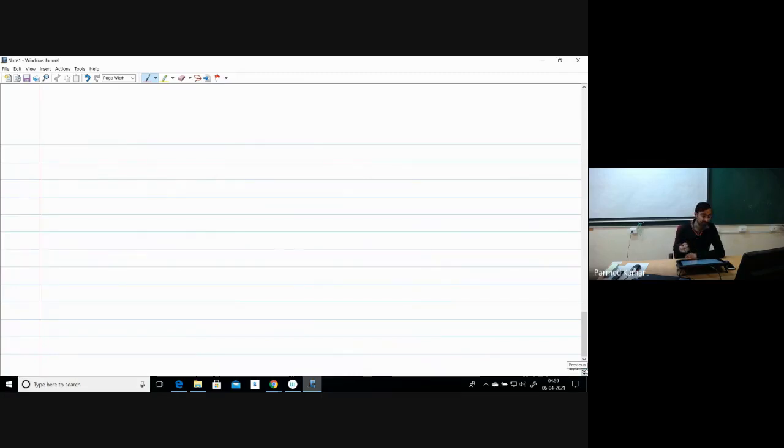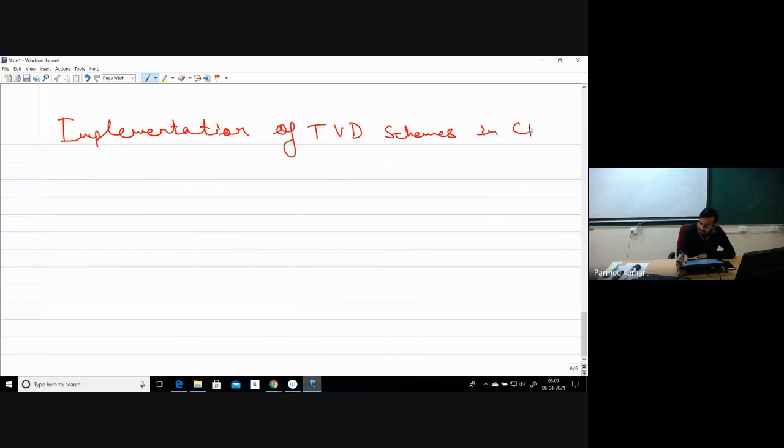Okay. Now let us see how we will take care of the different terms and how we will discretize the domain while implementing TVD schemes in our solver. Let me write over here our topic: implementation of TVD schemes in CFD solvers. We will talk about the implementation of TVD particularly for convection diffusion problems, because we have started our discussion only with convection diffusion problems till now.